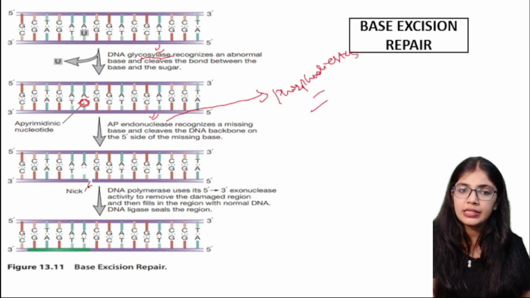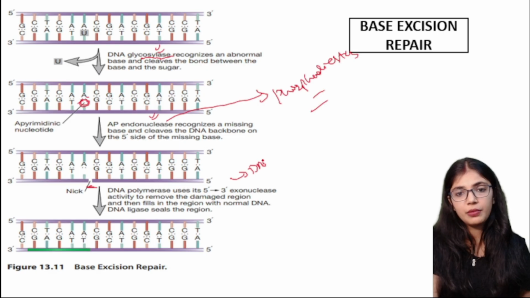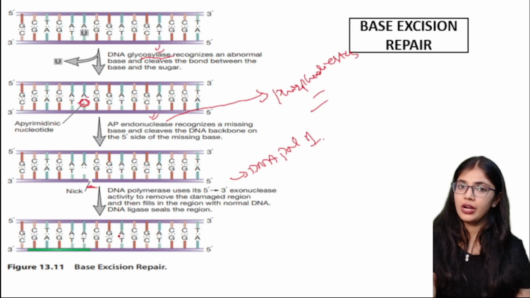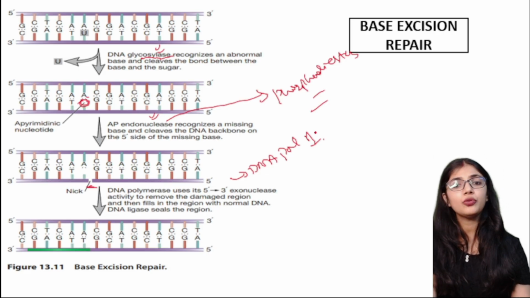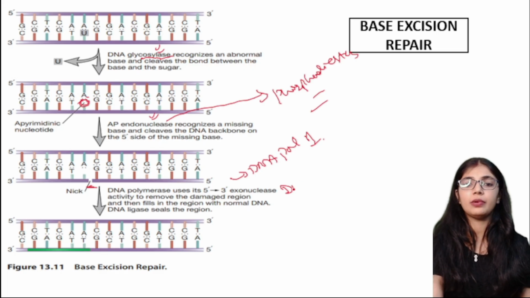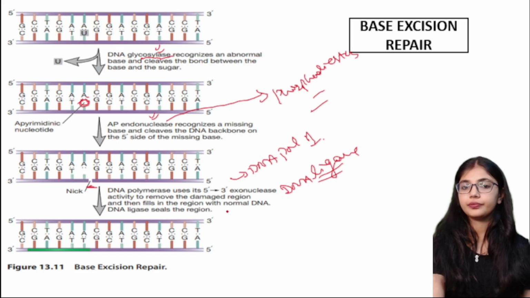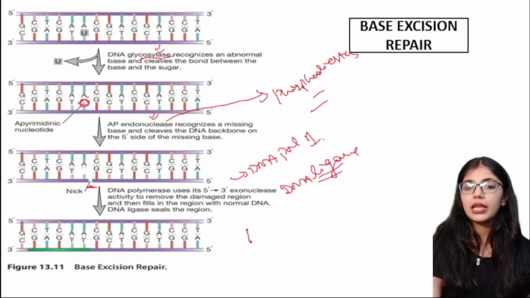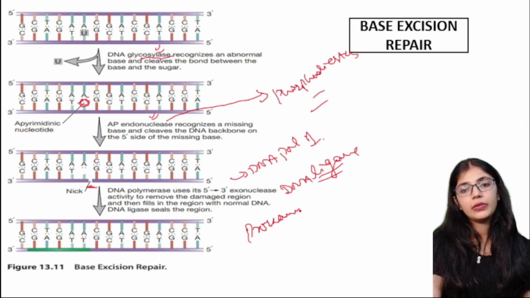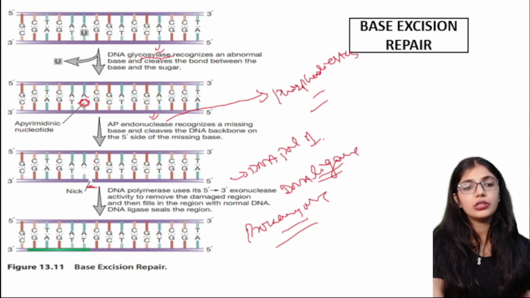Okay, and there is a gap, it creates a nick, and this nick is being filled by DNA polymerase 1. As it is a short strand of DNA which needs to be synthesized, this work can be done by DNA polymerase 1, and DNA ligase seals the DNA. Okay, this was in case of prokaryotes. This base excision repair takes place both in prokaryotes as well as eukaryotes.